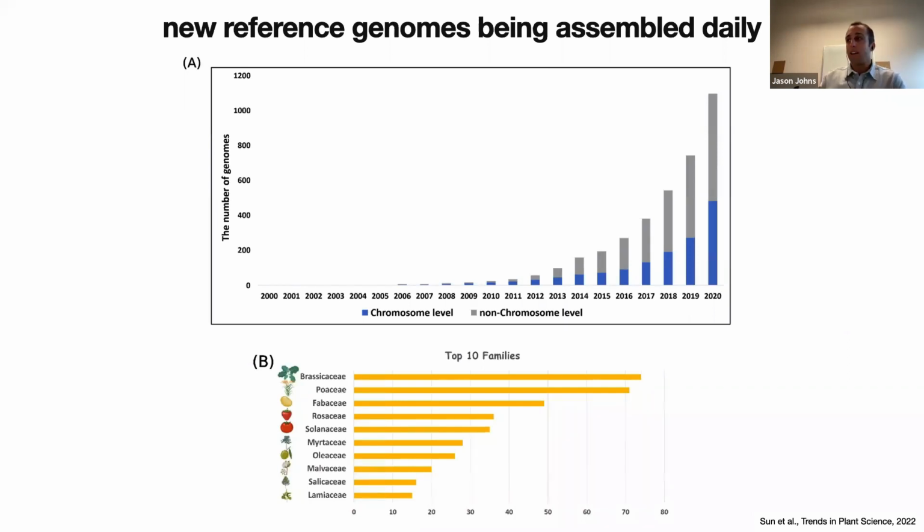And so these data are showing reference genomes for plants over the last 20 plus years, which are being assembled across a variety of plant families and starting to fill in those evolutionary gaps and systematic gaps. And these newly assembled reference genomes will help us fill some major evolutionary gaps in research.